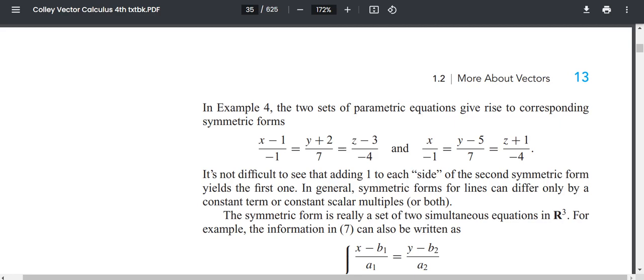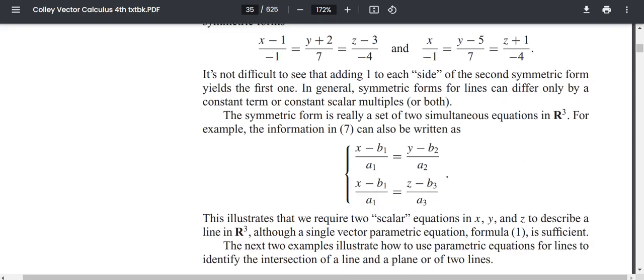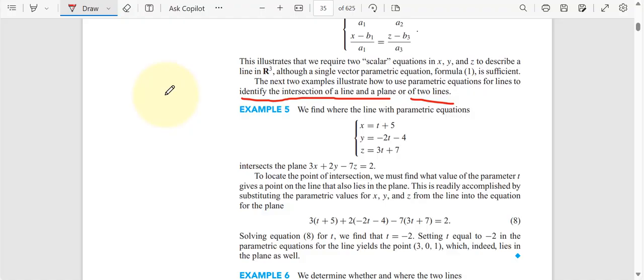So here they describe the algebra that you can do. And then here they point out that when you have the symmetric form, it's actually two different equations, like we said.